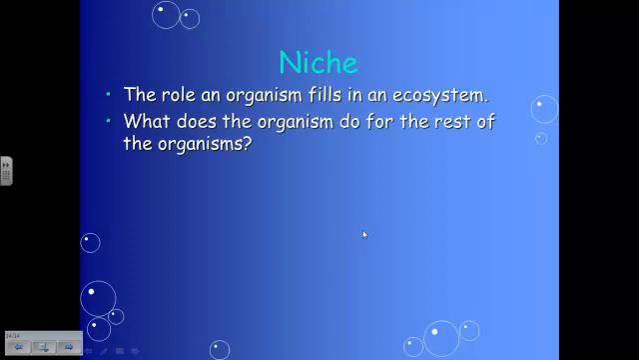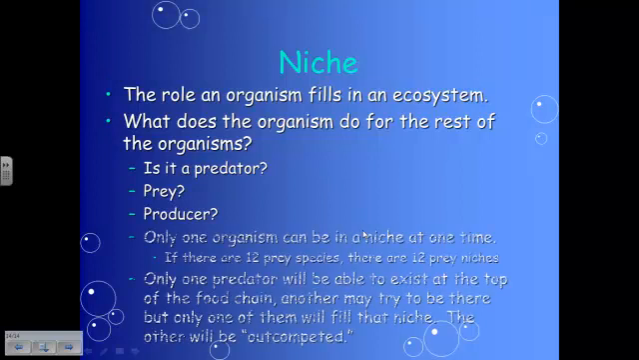So to figure out what a niche truly is, we have to ask ourselves, what does this do for everybody else? Is it a predator, prey, producer? Only one organism can be in a niche at one time. If there are 12 prey species maybe available in this niche, there are therefore 12 prey niches.